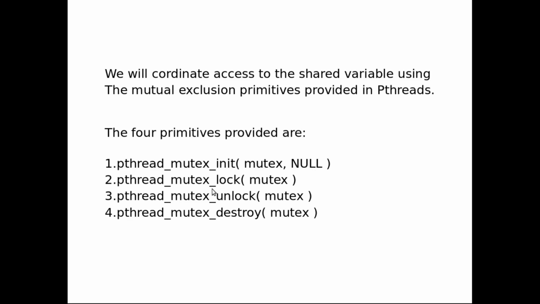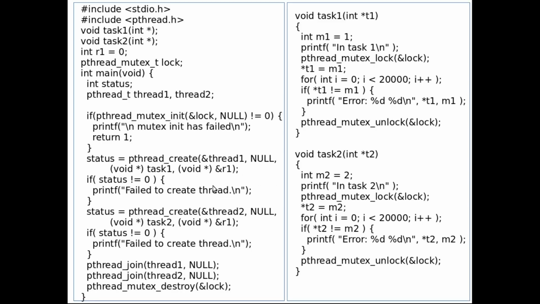Now if you want to acquire the mutex, the lock is mutex underscore lock with the name of which mutex you want to lock, and to unlock it is mutex unlock, and finally to delete the mutex, it is mutex destroy. So we will make use of these 4 functions provided by the pthreads library to achieve mutual exclusion.